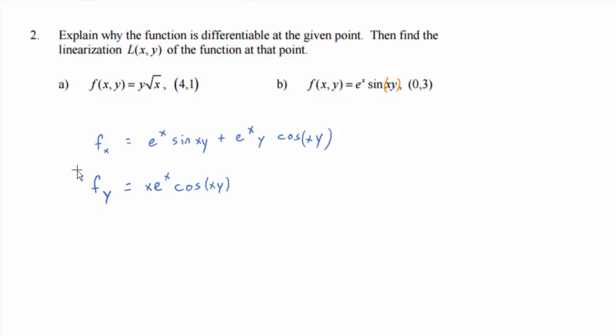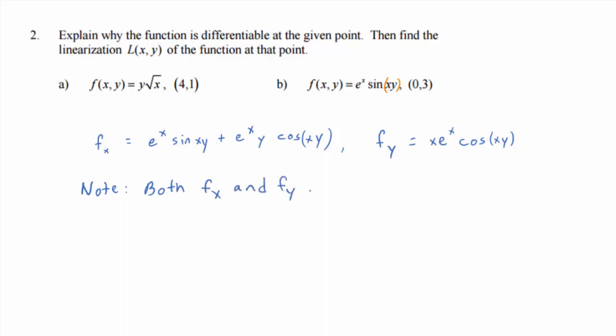Now, what do we actually need to do with both of these? Well, we'll make the observation that this is continuous. Both of these are continuous everywhere. So I'll just say this. Note, both the partial with respect to x and the partial with respect to y are continuous for all x, y.